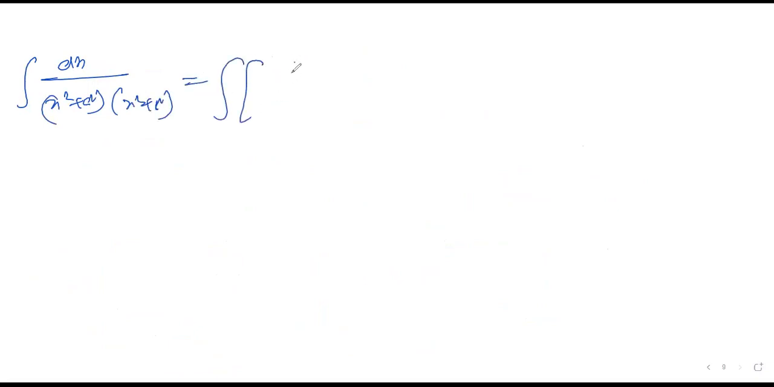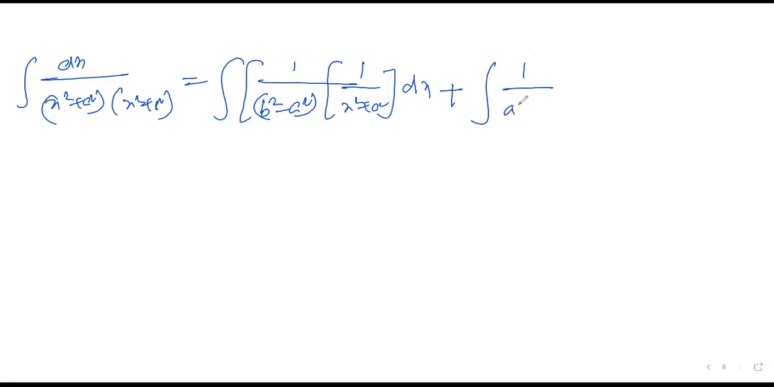I'll introduce the question once again. Integration dx by x square plus a square, then x square plus b square. This I can write as integration. What's the value of a? 1 by b square minus a square into 1 by x square plus a square into dx. Then integration 1 by a square minus b square into 1 by x square plus b square into dx.